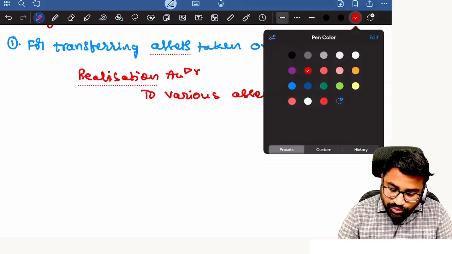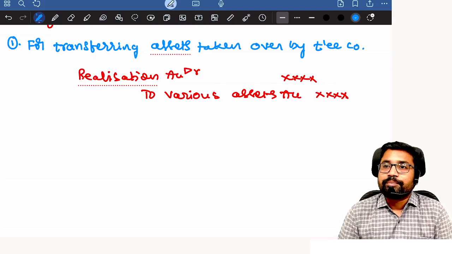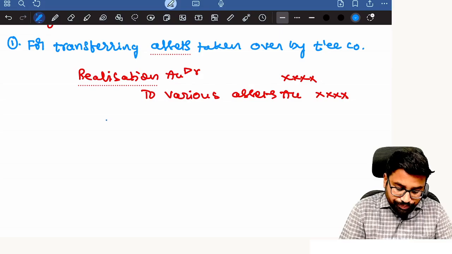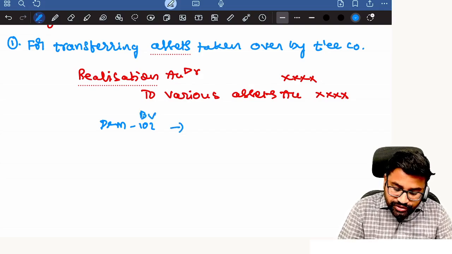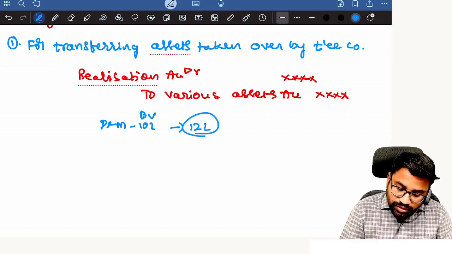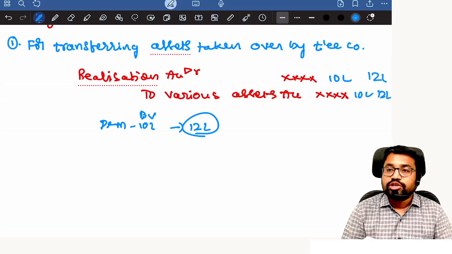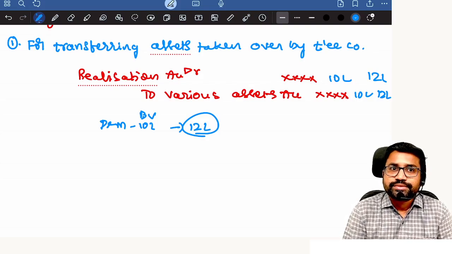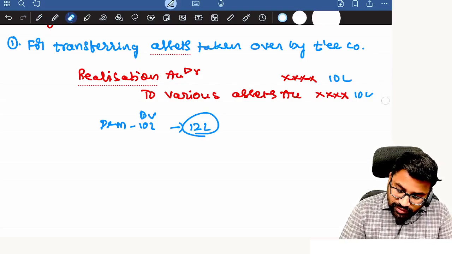Now tell me, at what value you will close these assets? Book value or agreed value? For example, transferor books, plant and machinery value 10 lakhs, sir. Book value this is. This is taken by transferee company at 12 lakhs. So we will write 10 lakhs, 12 lakhs. What value you will write? 10 or 12?